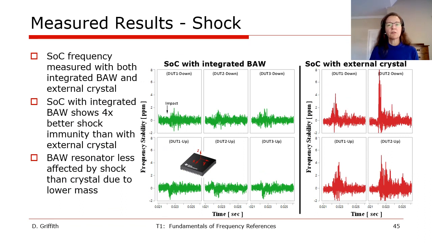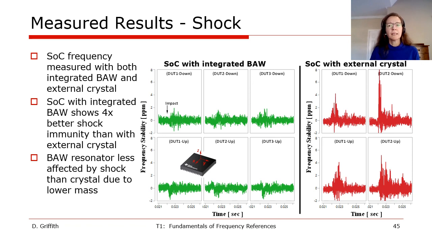This slide shows the results of shock testing two SOCs, one using an integrated BAW as the frequency reference, shown on the left in green, and one using an external crystal, shown on the right in red. Instantaneous frequency is plotted on the y-axis versus time on the x-axis. We can see that the integrated BAW shows about 4x better immunity to shock than the external crystal. In other words, about 1 to 2 ppm frequency shift using a BAW versus 4 to 8 ppm for a crystal. This is good news for systems operating in harsh environments, and it's really just due to the BAW resonator having a lower mass than the crystal, so it's less affected by the shock.